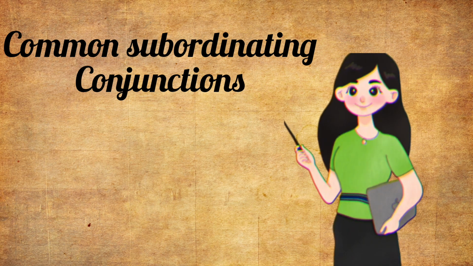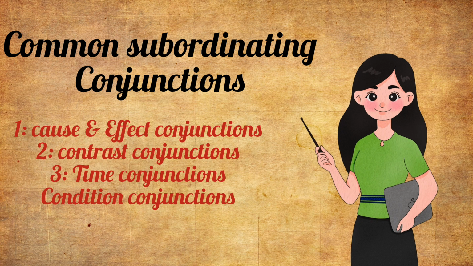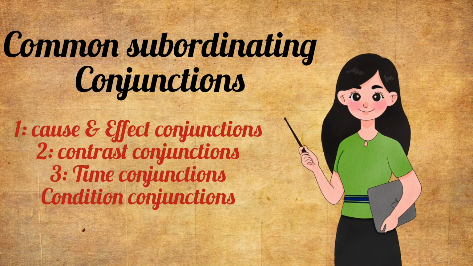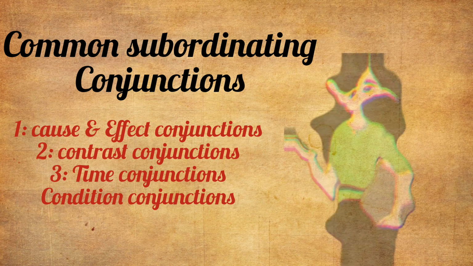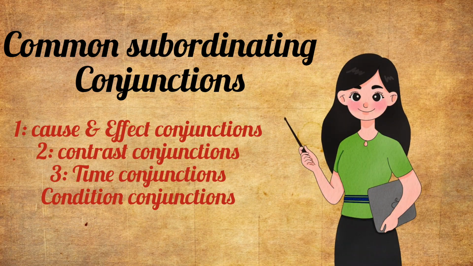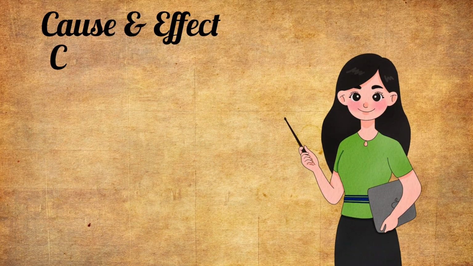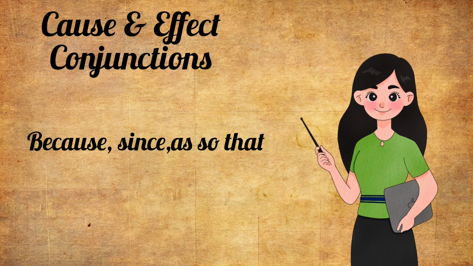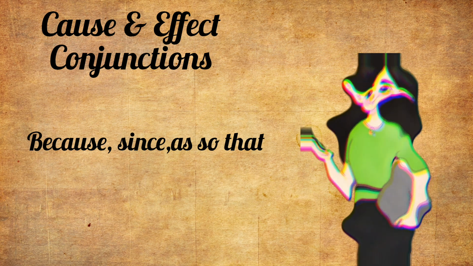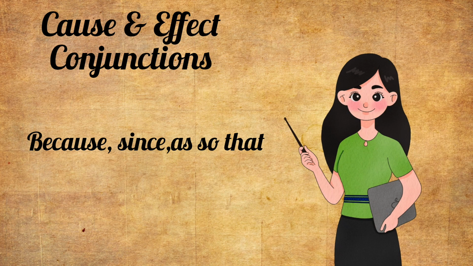Common subordinating conjunctions. Let's look at some common subordinating conjunctions and how they are used. Cause and effect conjunctions, contrast conjunctions, time conjunctions, and condition conjunctions. Cause and effect conjunctions show why something happened. For example, because, since, as, so that.